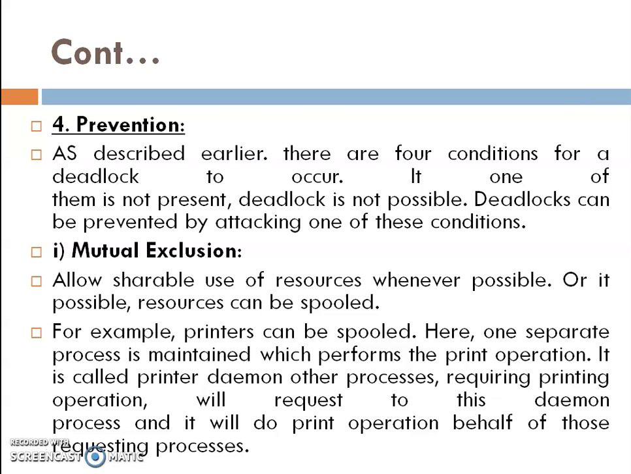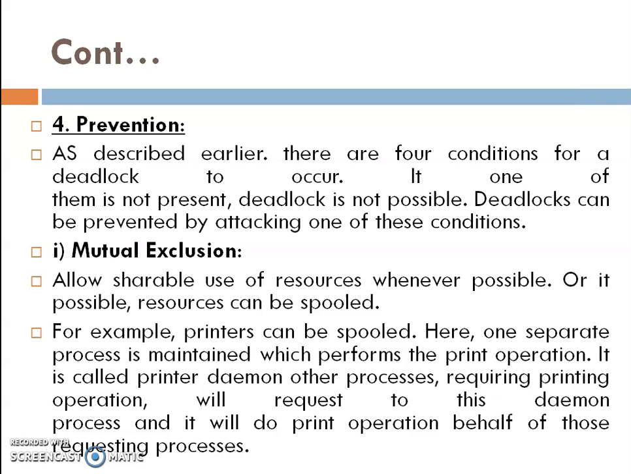Then last, prevention. There are 4 conditions for a deadlock to occur. If one of them is not present, deadlock is not possible. Deadlock can be prevented by attacking one of these conditions.